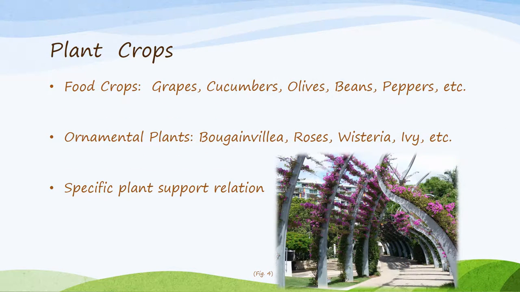Plant crops. So these will be the food crops that are usually related to a trellis or a cage or some type of plant support system. Some of these food crops are grapes, cucumbers, olives, beans, and peppers. Also, support systems can be used for ornamental plants such as bougainvillea, roses, wisteria, ivy, etc. But some plants do benefit from a certain type of support system. So let's go take a look at those next.